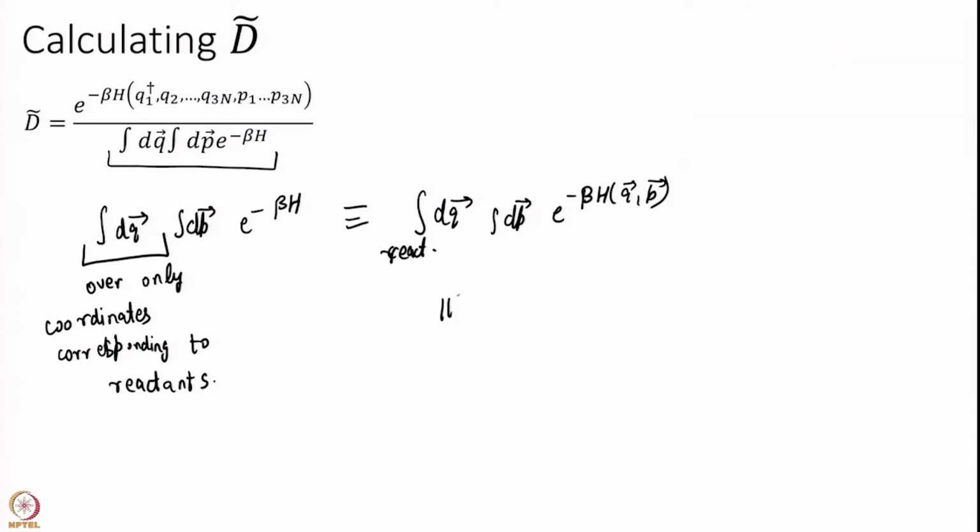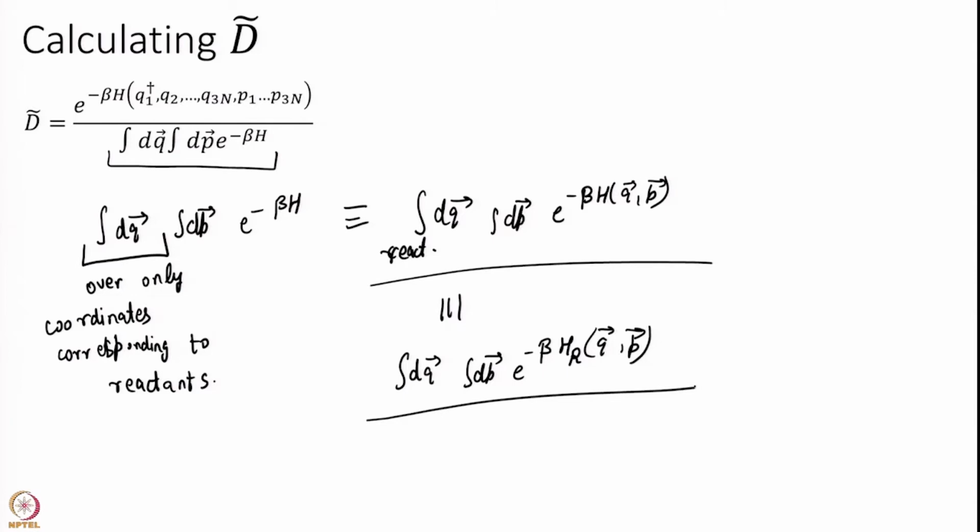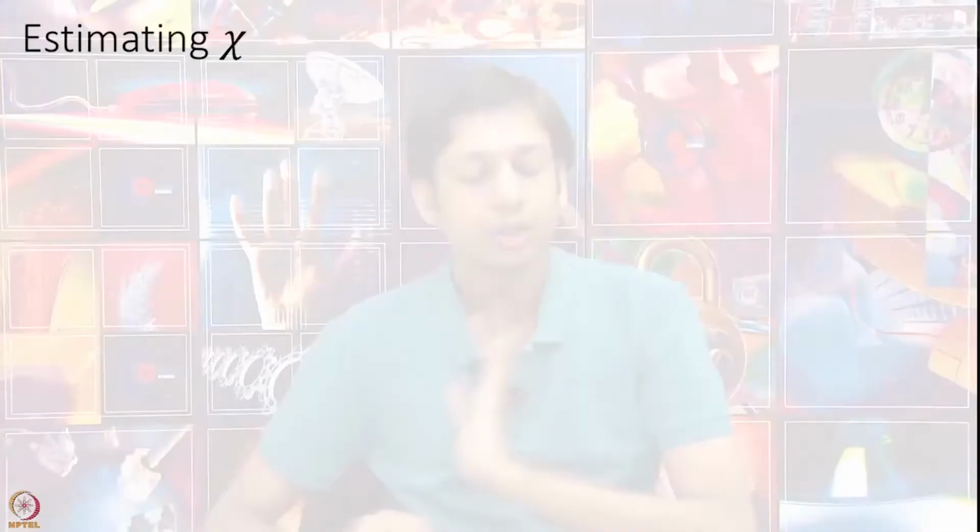What I am going to do is write this thing as e to the power of minus beta H_R, just a notation. Okay, so this thing is exactly the same as this thing, just a shorthand way of writing things. Okay. So the next question I have to answer is, how do I estimate this chi? Actually that is a very hard question.